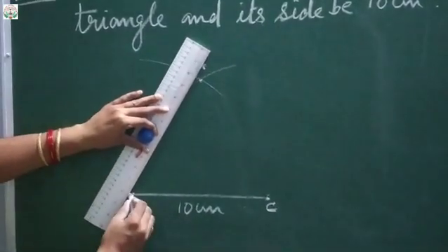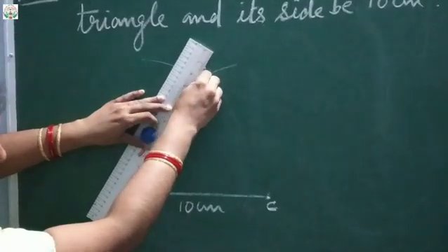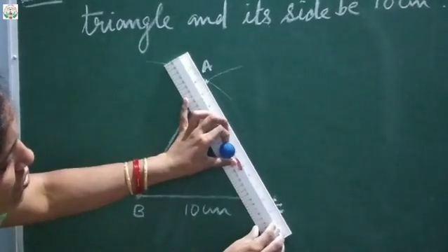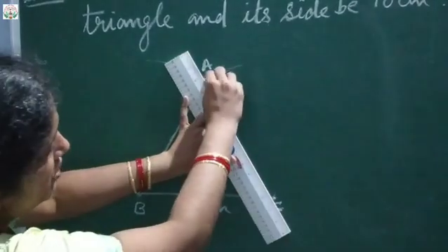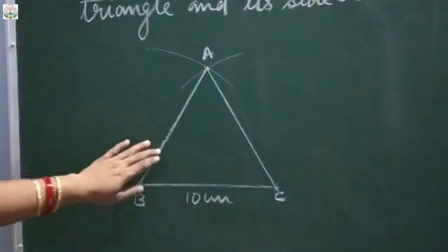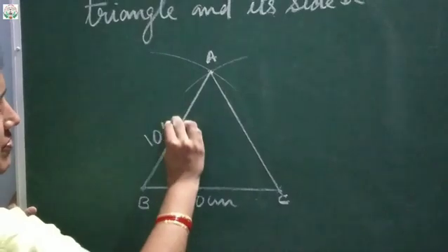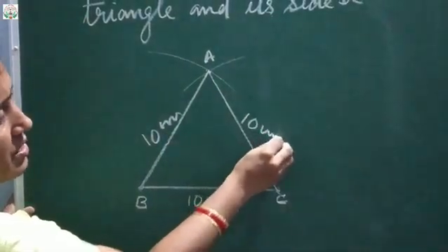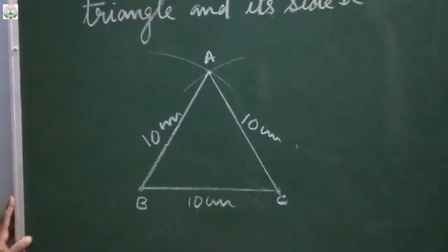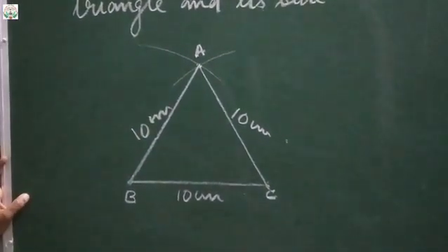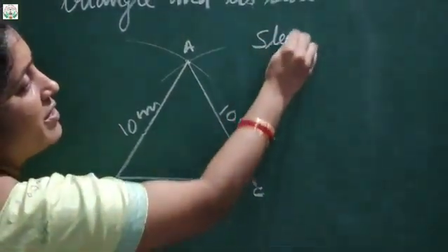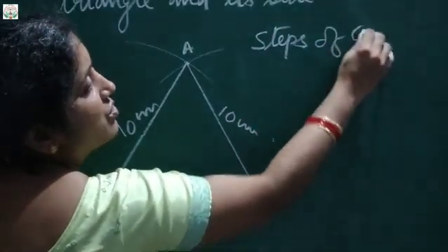Now join this point and this point likewise, and again join A and C also, likewise. So now this is our 10 centimeters and this is also 10 centimeters. So the construction we have done. Now we will write the justification. For the construction, you have to write the steps of construction.